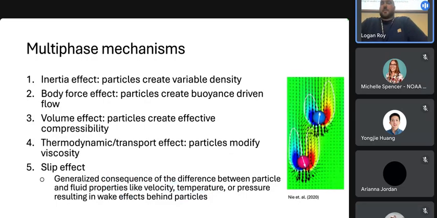And then the last of these major effects is the slip effect. This is a really general thing. It's a generalized consequence of the difference between the particle properties and the fluid properties. A lot of the time these are grouped into three categories: velocity, temperature, and pressure.